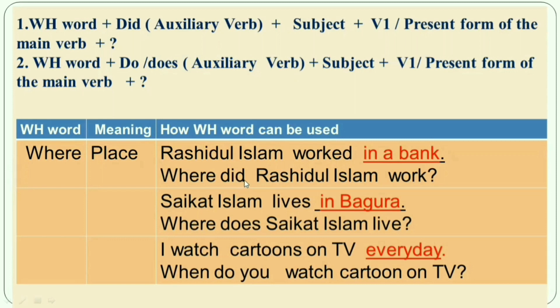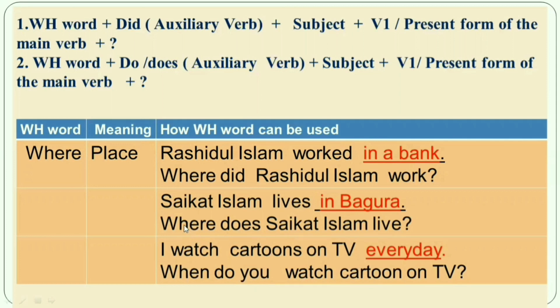And then the subject, Rashidul Islam. Right here Rashidul Islam. And then the present form of the main verb. Here you can see the present form of the main verb. So "work". Okay, and then a question mark at the last of the sentence. Okay. Second one, Shaikut Islam lives in Bogura. So look at the underlined word "in Bogura". It indicates the place. So instead of "in Bogura", the WH word will be "where".